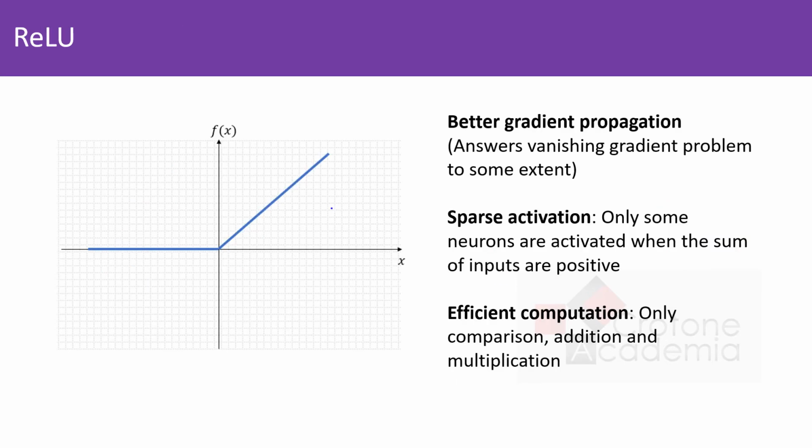The main disadvantage of sigmoid functions when increasing the network depth is the vanishing gradient problem. ReLU, on the other hand, suffers less from this issue. It has a better gradient propagation through the network. Also, the activation is sparse as it doesn't produce a response for negative inputs. And the computation is efficient as the gradient is just a constant.